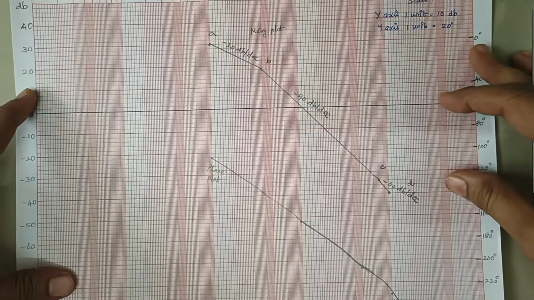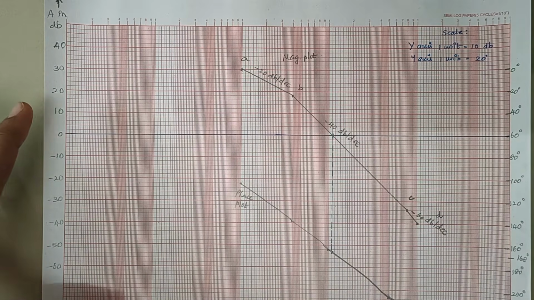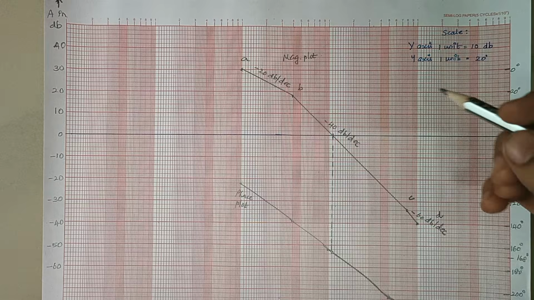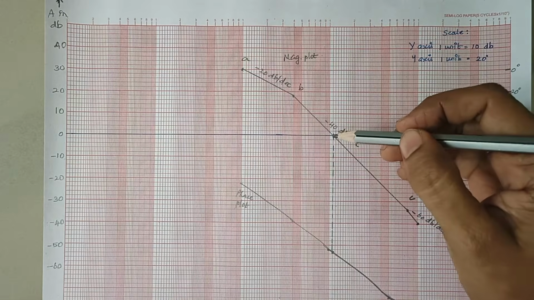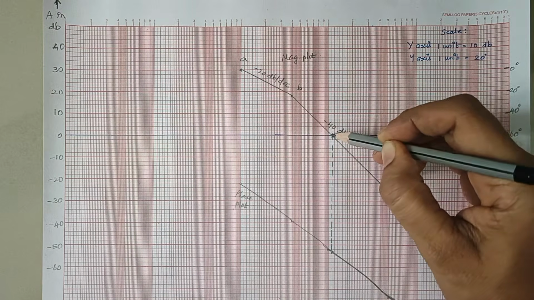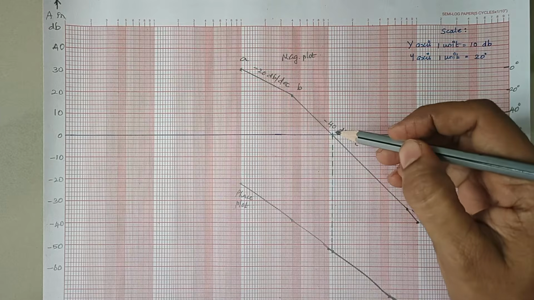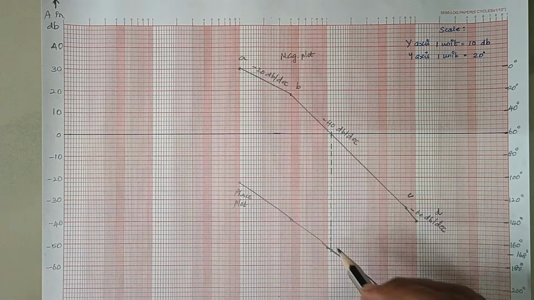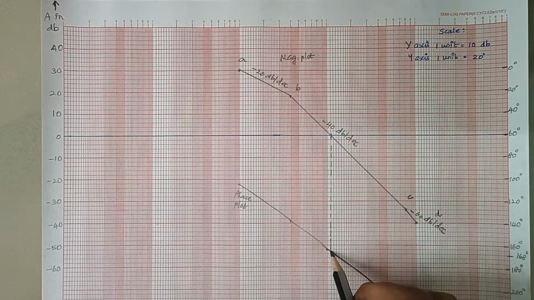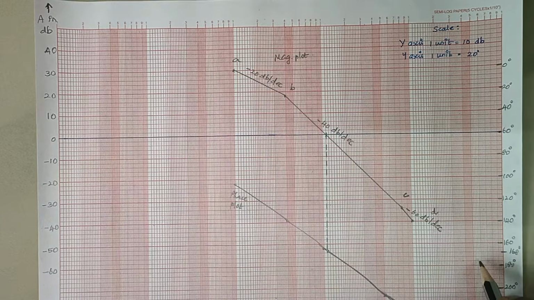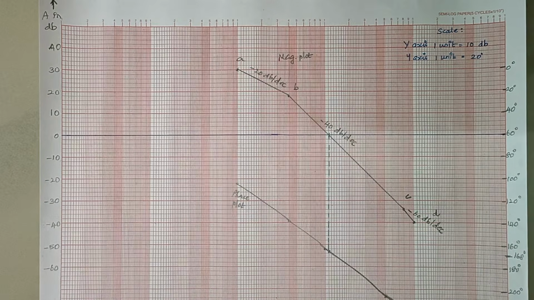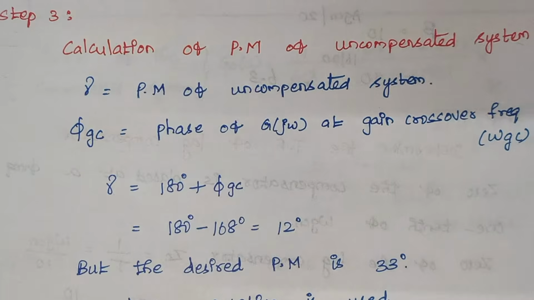The next thing is we have to calculate the phase margin. So how to calculate the phase margin? Our magnitude plot intersects the 0 dB line at a particular point. From this point, just draw a line downwards till it meets our phase plot. At the point where it meets our phase plot, just measure the angle. Here it is equal to minus 168 degrees. Kindly make a note of it.